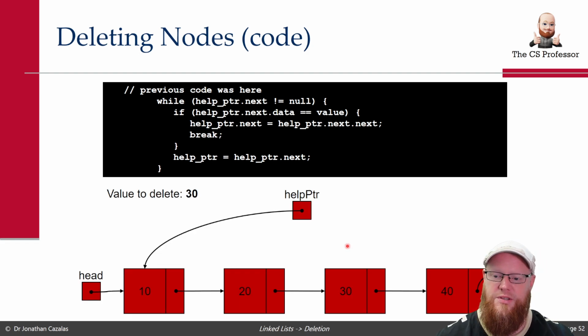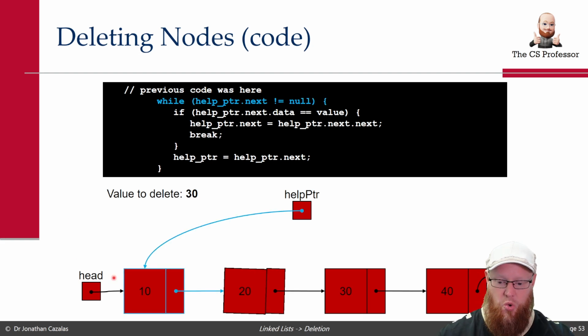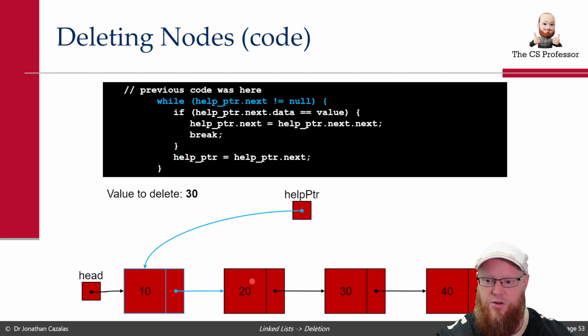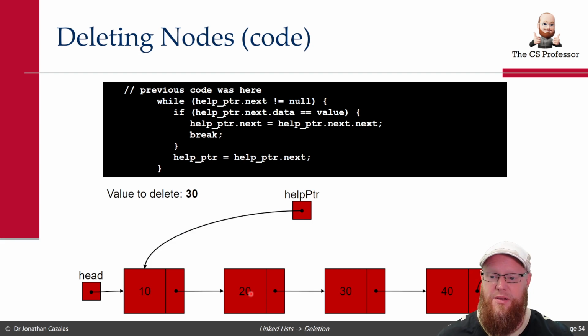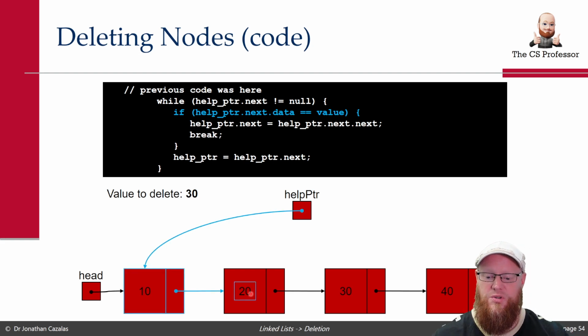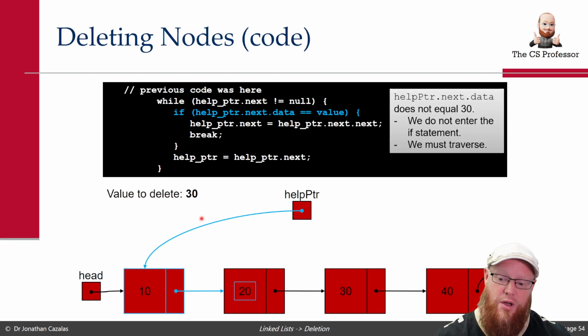So once again, we want to delete the 30. While help pointer.next does not equal null, 20 is not null, it's a valid node, so we enter into the while loop. We looked at the node after where help pointer is pointing to. Now we have an if statement. If help pointer.next.data is equal to the value we want to delete, 20 is not equal to the 30, so we do not enter that if statement. The if condition is false.